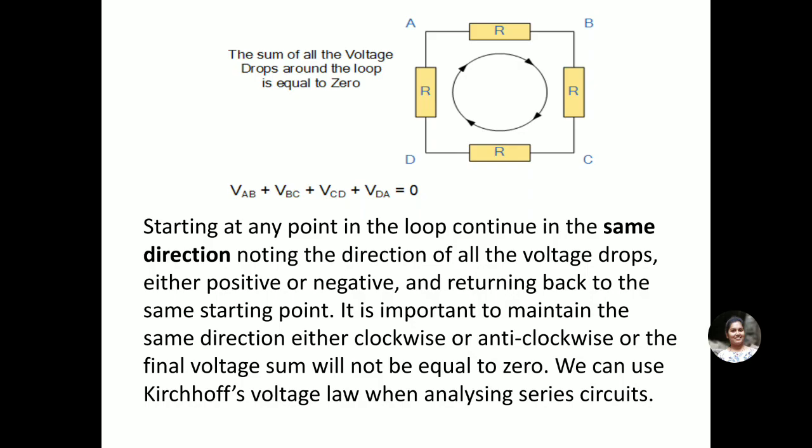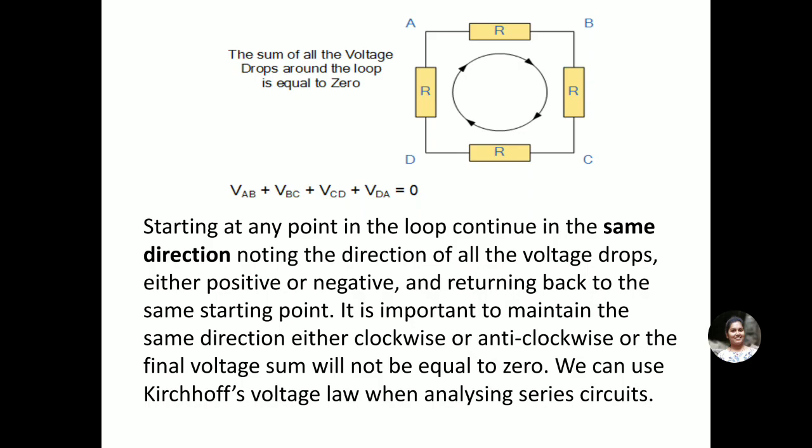What KVL is saying in brief is that in any closed loop network, the total voltage around the loop is equal to the sum of all the voltage drops within the same loop, which is also equal to 0. In other words, the algebraic sum of all the voltages within the loop must be equal to 0. Here in this diagram we see four different resistors, each resistor connected to one branch.